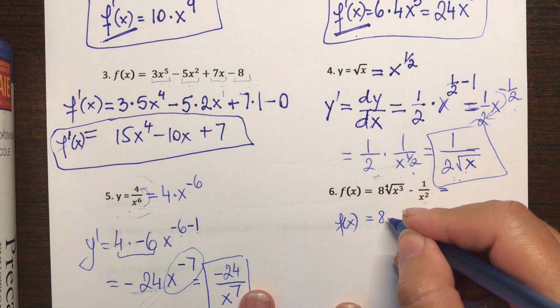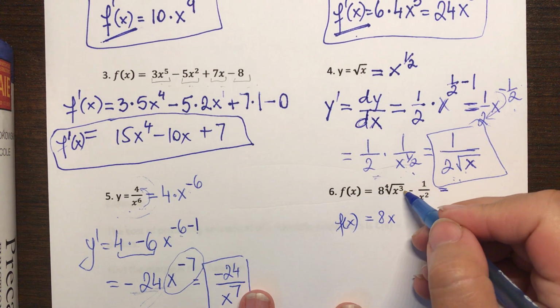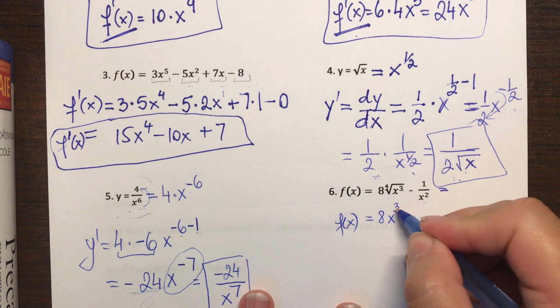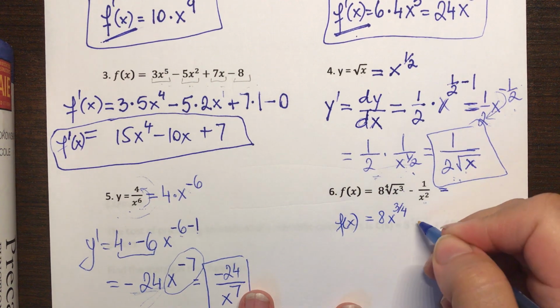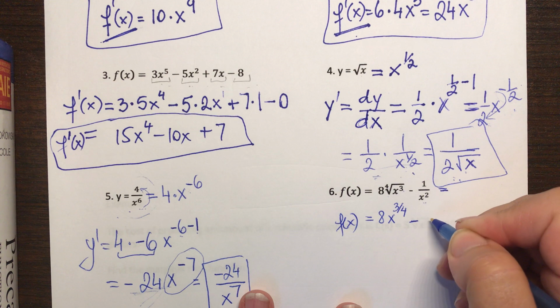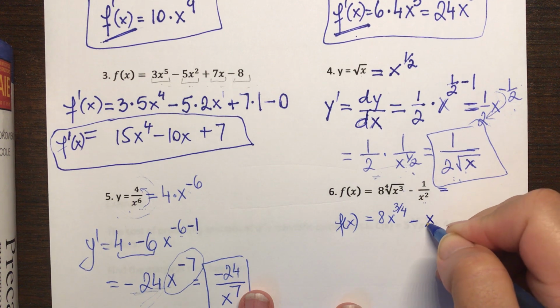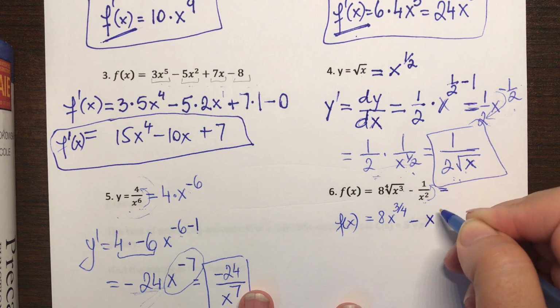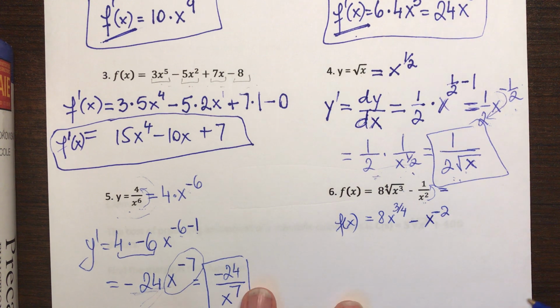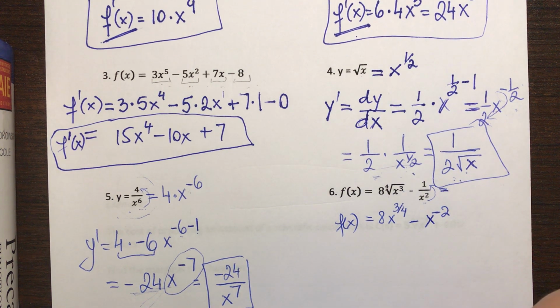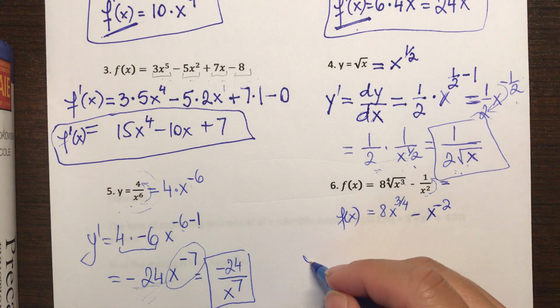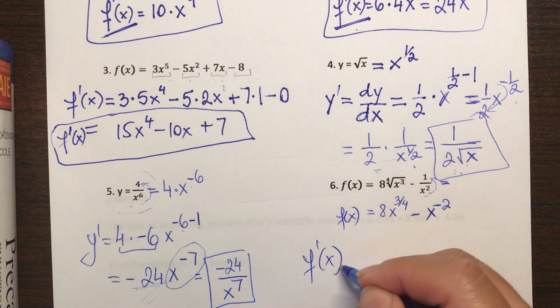So this is going to be an 8x to the 3/4. Remember what we just reviewed. Minus, this is a fraction, so this x is going to have to move to the top, and we're going to give it a -2 exponent. Okay, so that being said, I'm now ready to take the derivative.